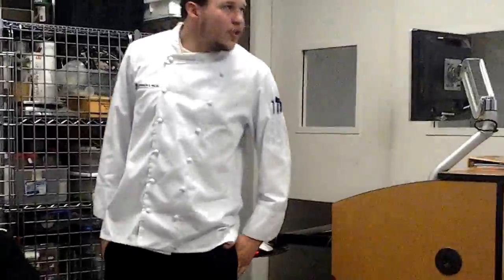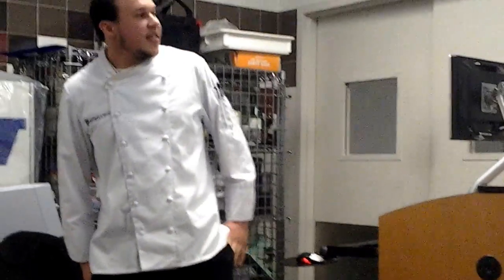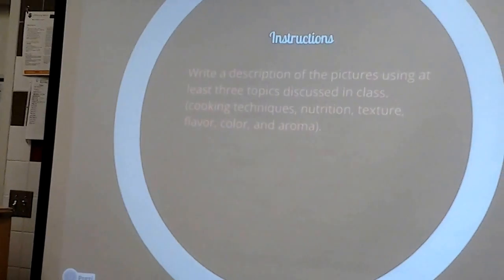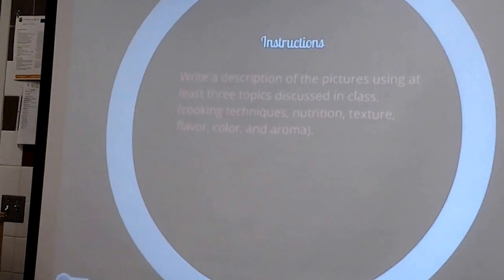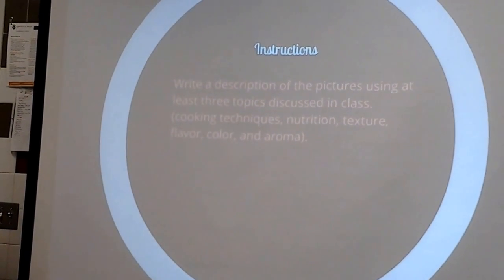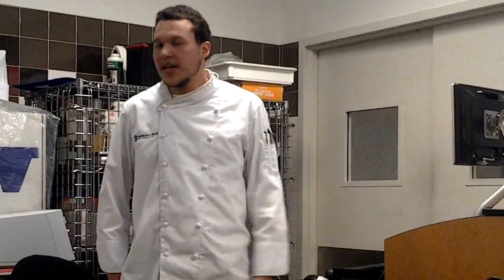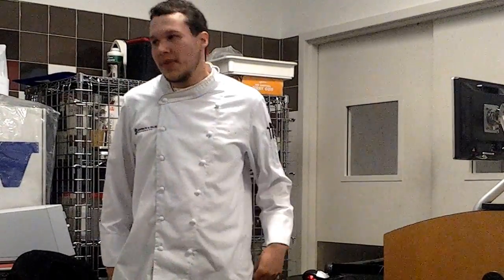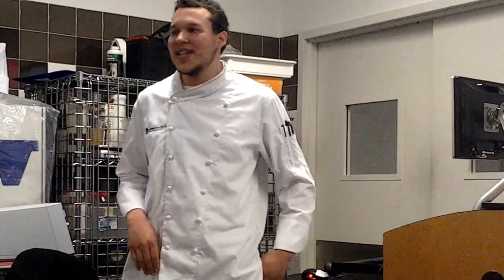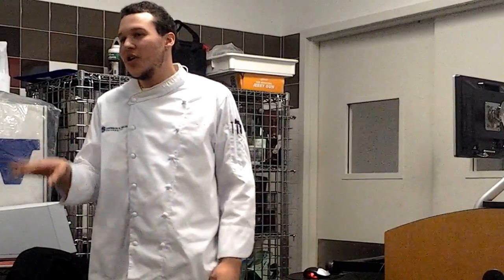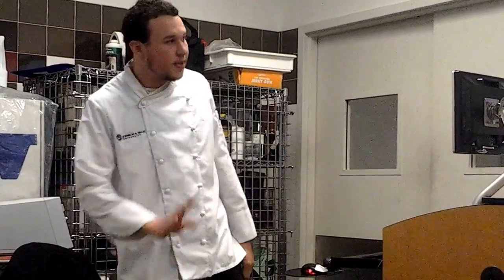Now, all I want you to do is write a description of the picture using at least 3 topics that we've discussed. I'm talking about the cooking techniques, what type of cooking techniques would be used, the nutrition, what nutrition may be for that food, the texture, what you think the texture might be, the flavors, the colors, and the aromas. Just describe it, and as I said, 3. I will be collecting this afterwards. This is to work on your own, and afterwards we will discuss the pictures.